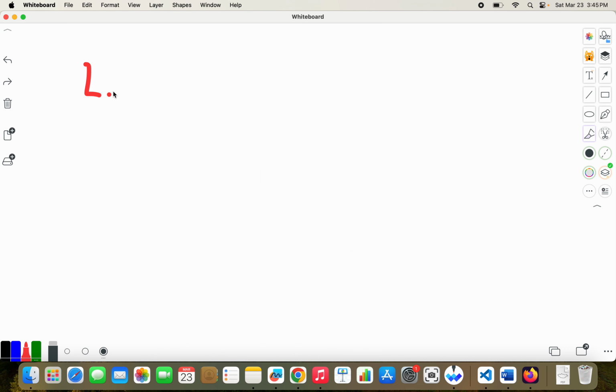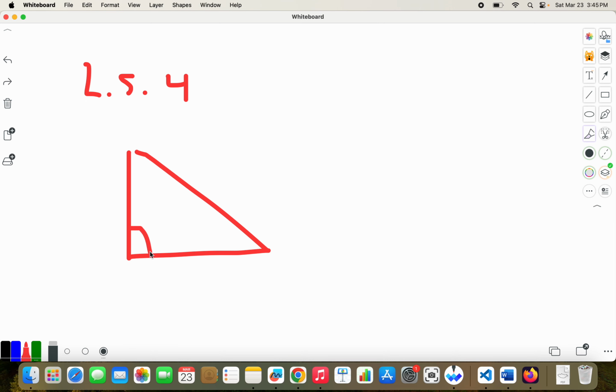So basically what this problem is saying is one of the angles in a triangle is a right angle. Show that the other two are complementary. Well, it's a triangle, so 180 minus 90 is 90. The sum of the other two angles is 90. That's the definition of being complementary.